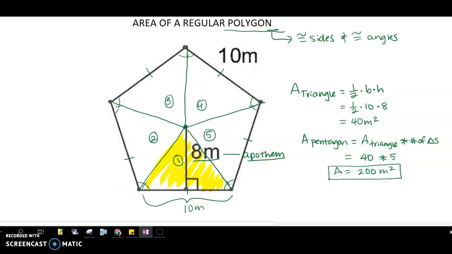You can apply the same strategy to any regular polygon. As long as all the sides are the same and all the angles are the same, you can break it up into congruent triangles and figure out the area of each triangle and then multiply by the number of triangles.